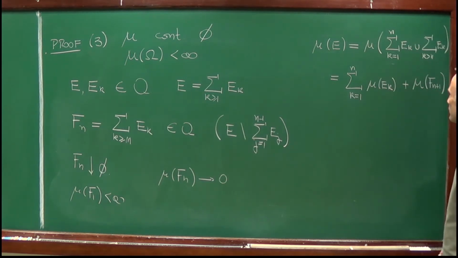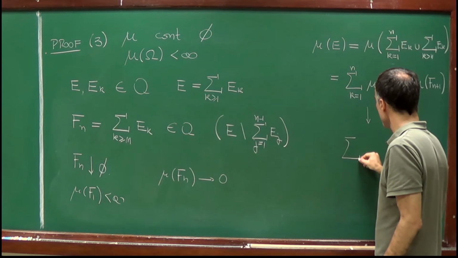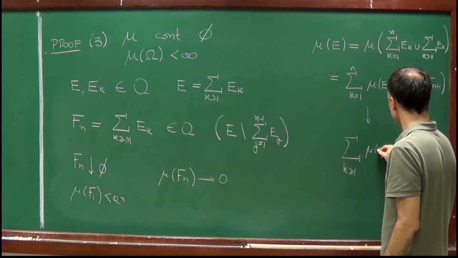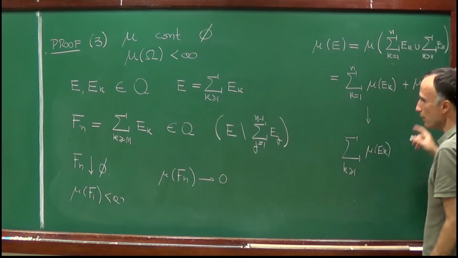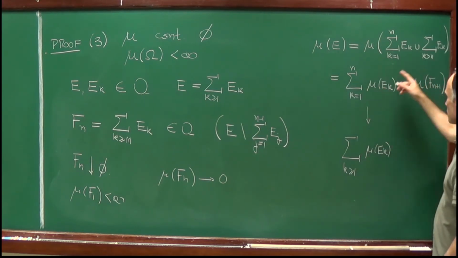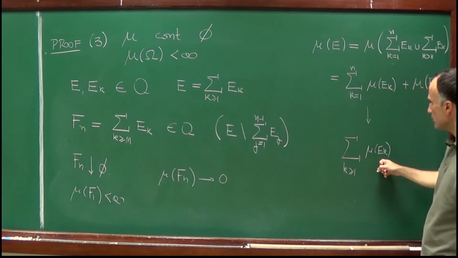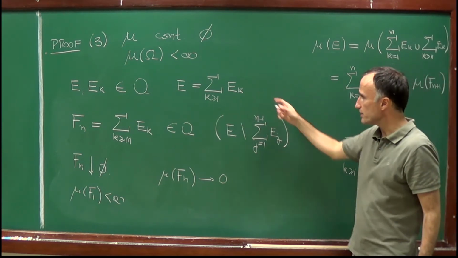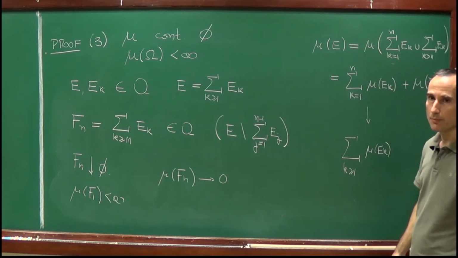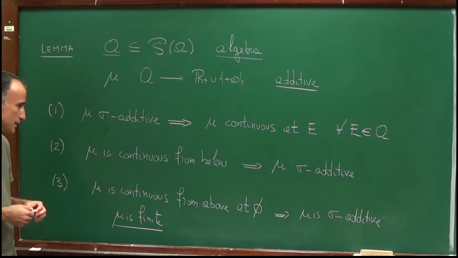Now we can pass to the limit in n. This sum will just converge to the sum for k greater or equal to 1 of mu of E_k. And this one, we have just seen that it converges to 0. So this expression converges to this sum, and we have proved that mu of E is equal to the sum of mu of E_k, which is exactly what we wanted to show. So this concludes the proof of this lemma. So we have proved this lemma.